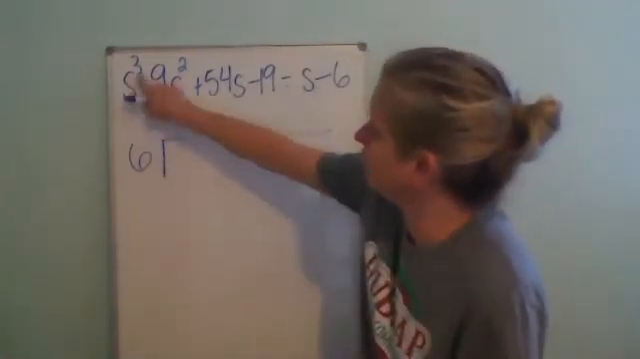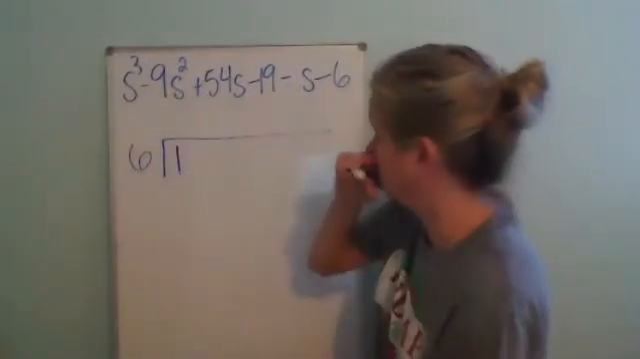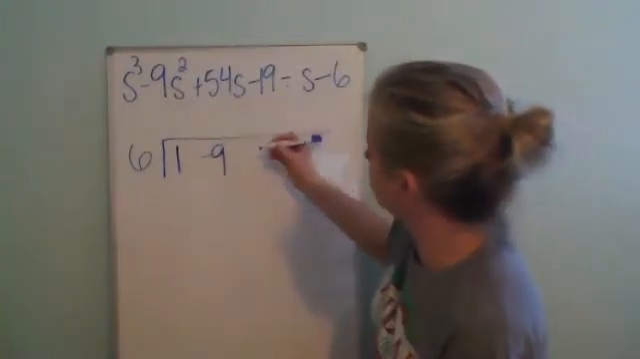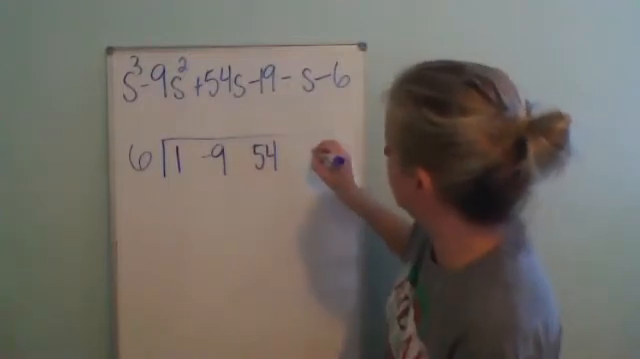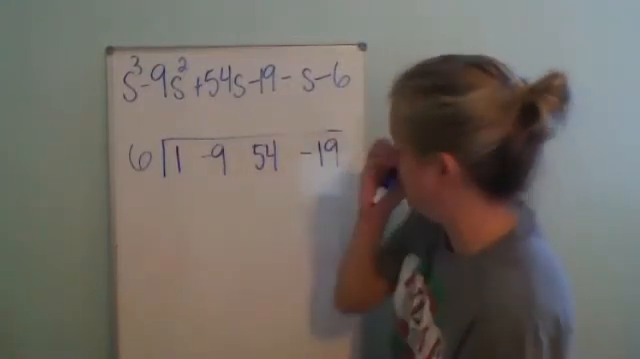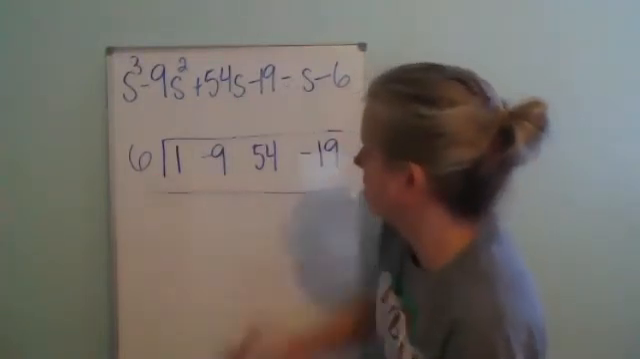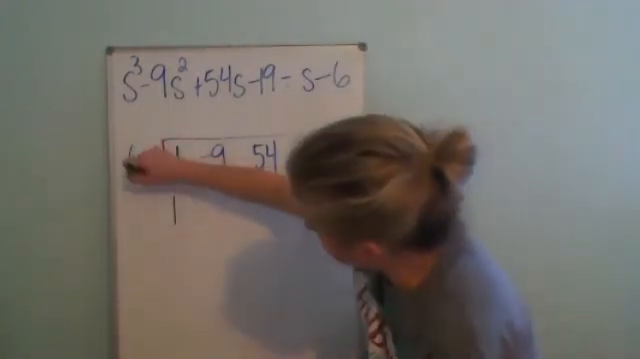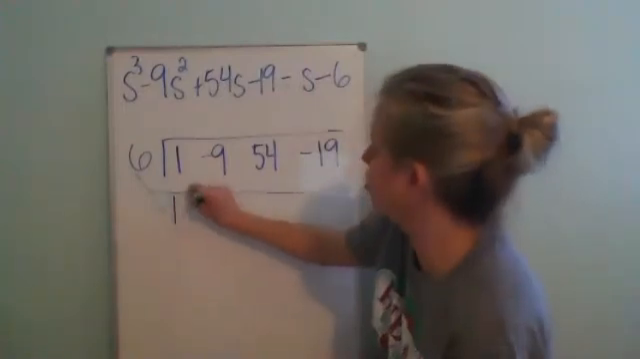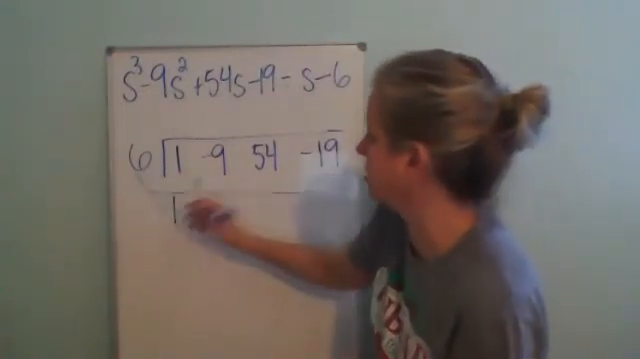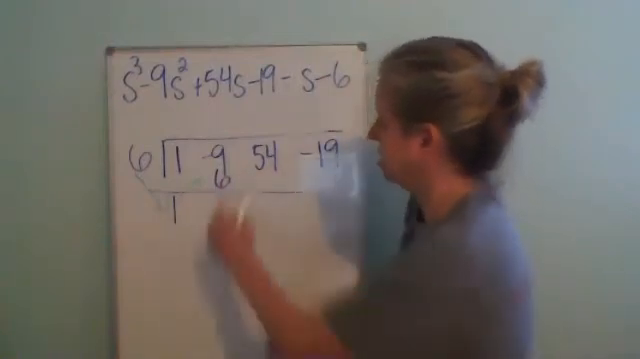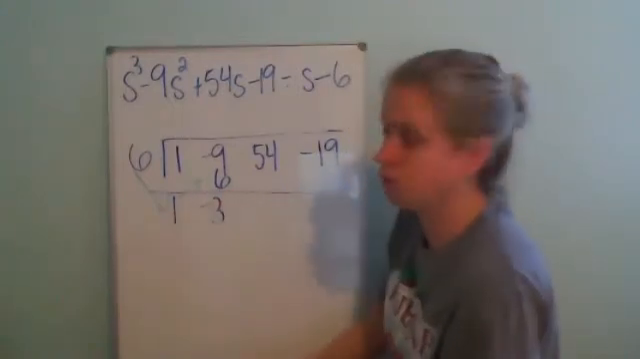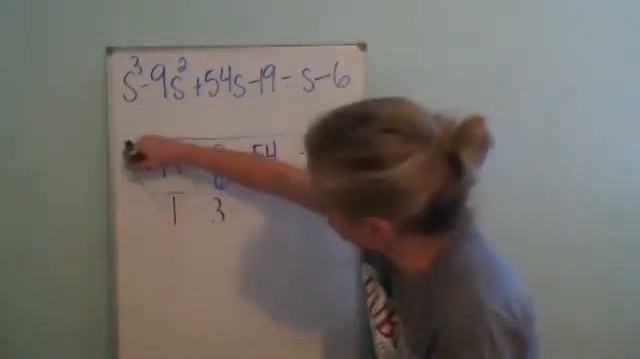The coefficients, what's in front of s cubed? Well, that's a 1. In front of s squared is a -9. In front of s is a 54. And then my constant is -19. So let's see. Let's drop down my 1. And then do all the fancy multiplying. 6 times 1. And put your answer under that -9. So 6 times 1 is 6. Add this straight down. What's -9 and a +6? Gives me -3.